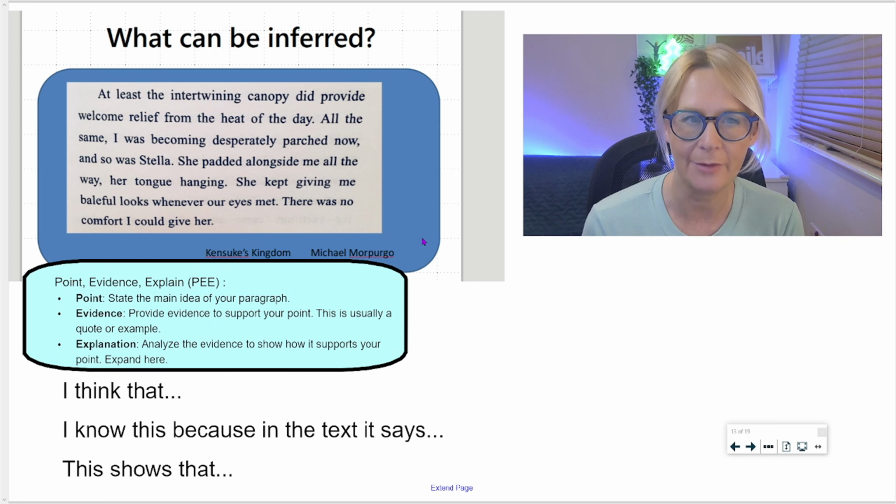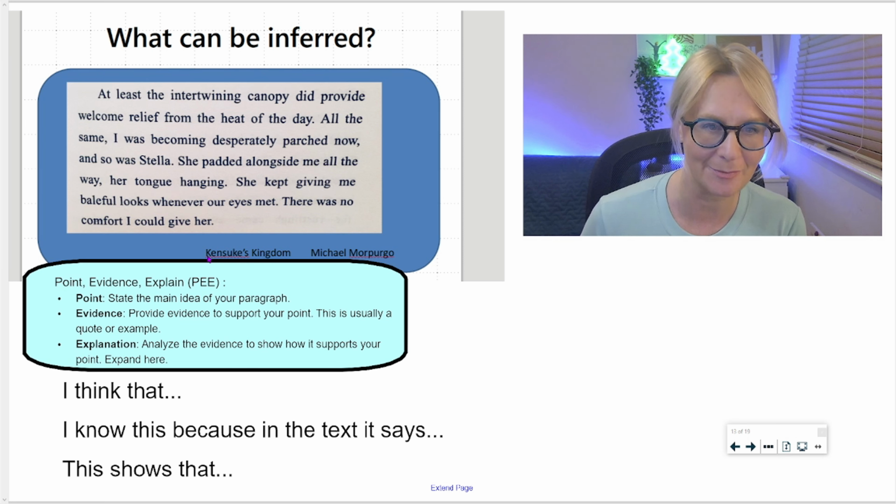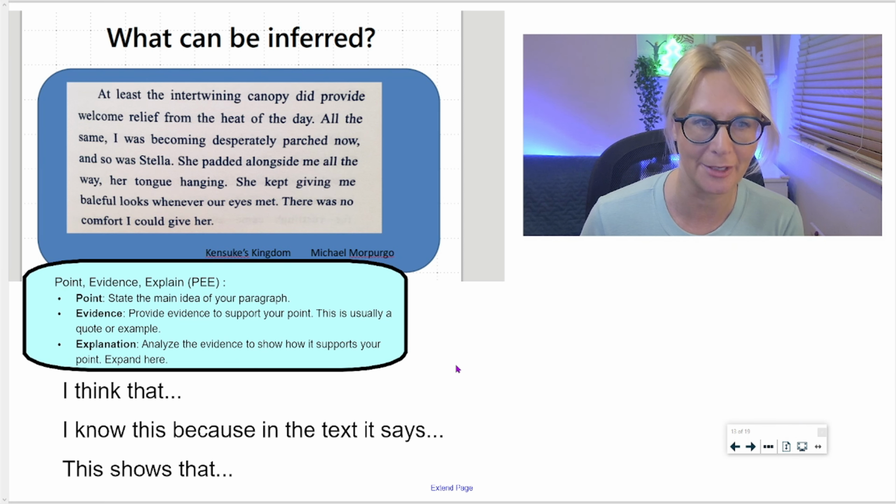All the same, I was becoming desperately parched now, and so was Stella. She padded alongside me all the way, her tongue hanging. She kept giving me baleful looks whenever our eyes met. There was no comfort I could give her.